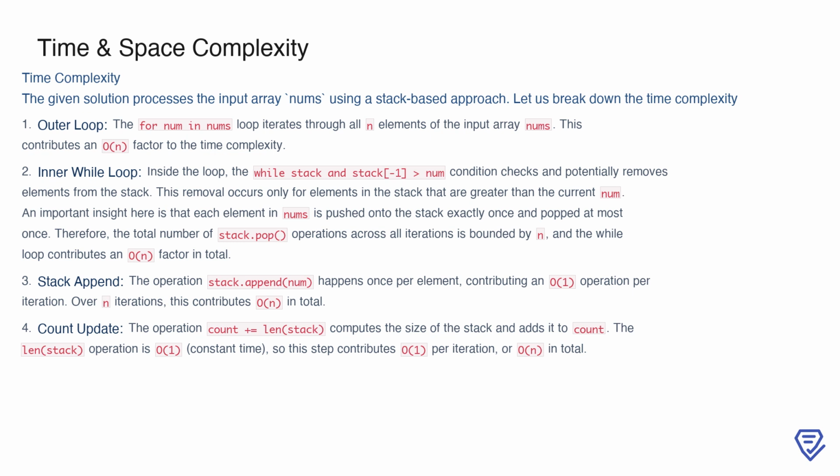Additionally, the stack.append(number) operation is executed once per iteration of the outer loop, which adds O(1) per iteration. Over n iterations, this gives another O(n). Lastly, the count += len(stack) operation occurs in constant time per iteration because computing the length of the stack is an O(1) operation. Across all iterations, this adds a final O(n) to the total complexity.